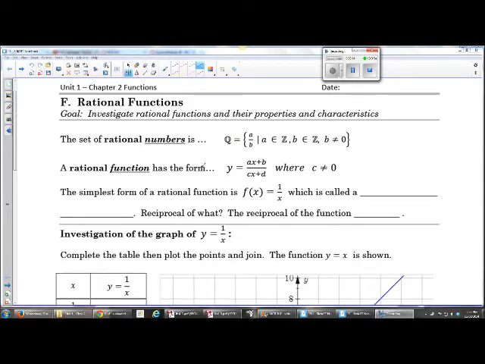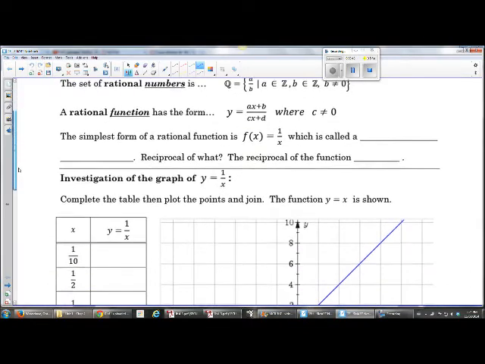The set of rational numbers is the set Q, where there is a quotient a over b, where both a and b are members of the integer number system, and b cannot equal 0, because if b equals 0, then we get an undefined function. A rational function has the form y equals (ax plus b) over (cx plus d), where c cannot equal 0.